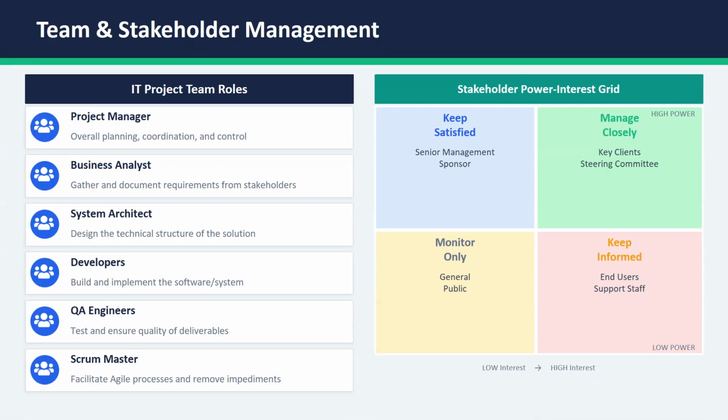Key IT project roles include the project manager, business analyst, system architect, developers, QA engineers, and Scrum Master. Manage stakeholders using a power interest grid to keep them satisfied, informed, or closely managed, depending on their influence and interest.